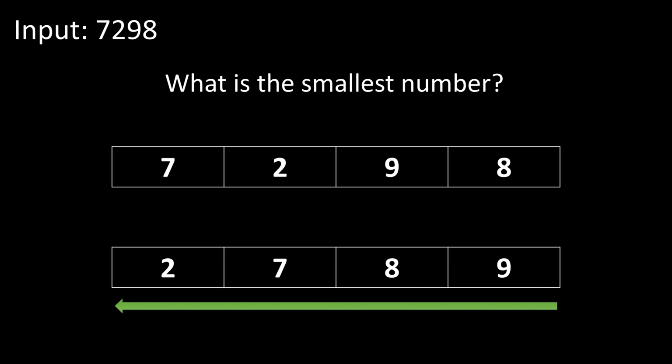Talking about a bonus concept, similar to the largest number, we can talk about what will be the smallest number. For digits 7, 2, 9, 8, the smallest number will be 2789.